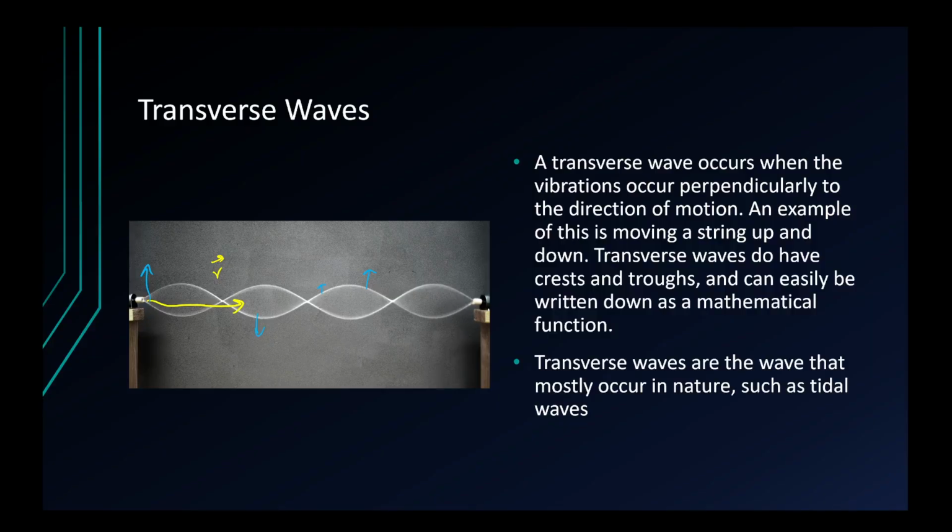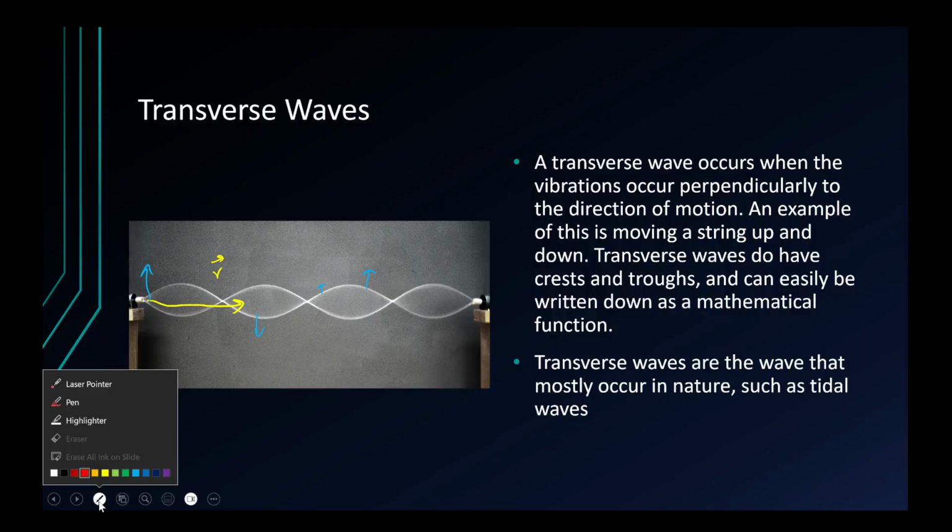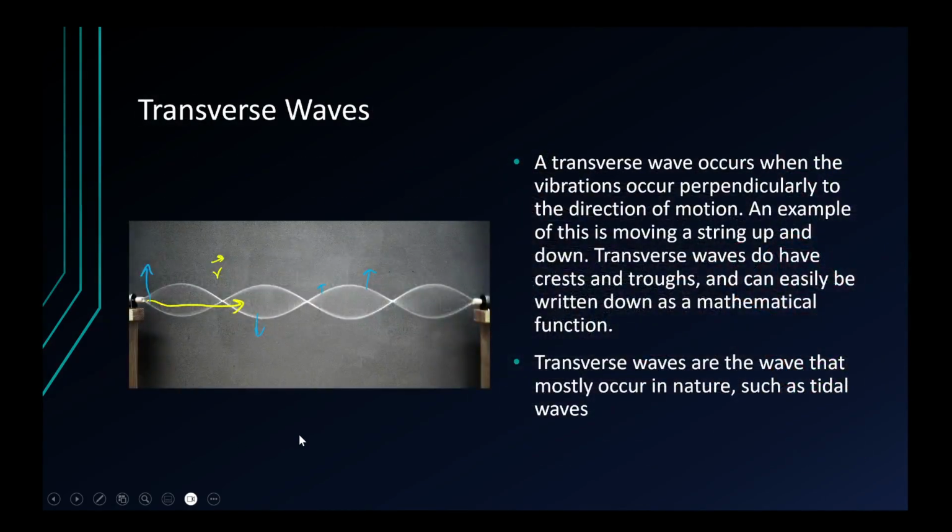Next up are transverse waves, and I seem to have forgotten to rub off the annotations in this one, which is a bit silly of me. But as you can see here, I've tried to draw on the force vectors. The force vectors are in blue here. So we've provided a force going up and down, as opposed to in the direction of motion. So a transverse wave occurs when the vibrations occur perpendicularly to the direction of motion, as I said before. And each of these will always be perpendicular to the velocity vector at that point.